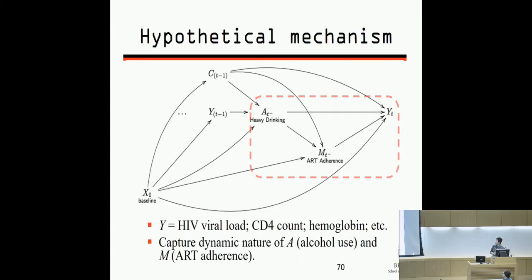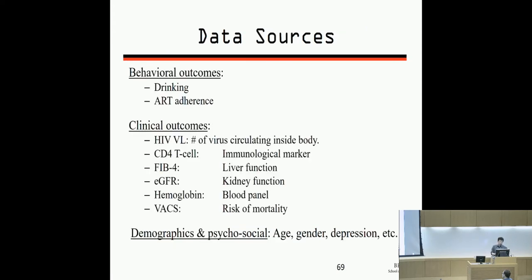Maybe I should present this hypothetical mechanism here. We are interested in heavy drinking, which we use as a treatment or exposure. We want to study the heavy drinking effects on Y, which is several clinical outcomes, through ART adherence. Our hypothesis is that heavy drinking can reduce ART adherence, so it will worsen the clinical outcome among these HIV positive people. We're interested in several clinical outcomes. One is HIV viral load, the number of HIV virus that circulates inside the human body. CD4 count, FIB4 for liver function, eGFR, hemoglobin, and VACS score, which is a calculated score that can quantify the risk of mortality among these people.